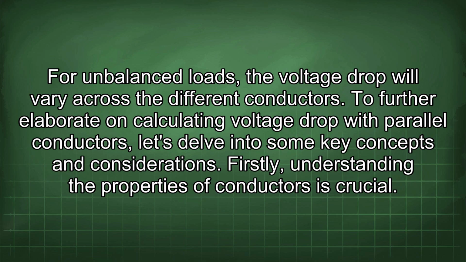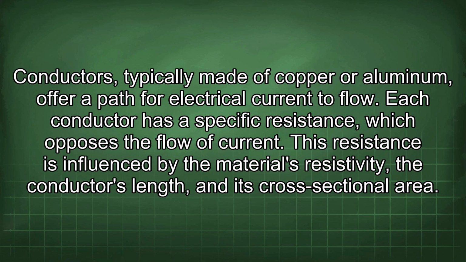Firstly, understanding the properties of conductors is crucial. Conductors, typically made of copper or aluminum, offer a path for electrical current to flow. Each conductor has a specific resistance, which opposes the flow of current. This resistance is influenced by the material's resistivity, the conductor's length, and its cross-sectional area.